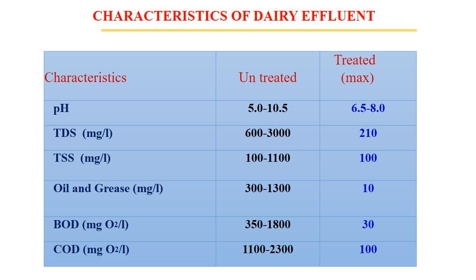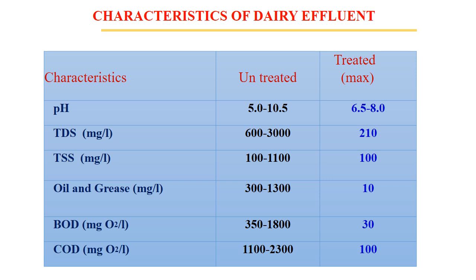Here are the characteristics of dairy effluent based on certain important parameters. The pH will be 5 to 10.5 when untreated. So it is either acidic or alkaline, but it should be neutral after treatment. So the range is 6.5 to 8.